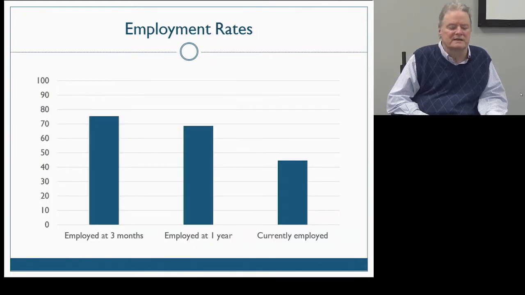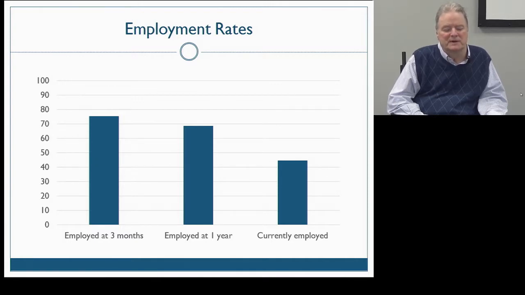So these are the employment rates at 3 months, 1 year, and then current to the study. And this is the decline that's often noted with MS, and you can see the rates dropping to under 50% by the time of our study.